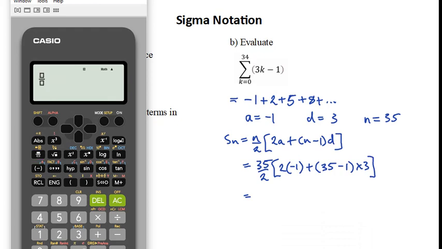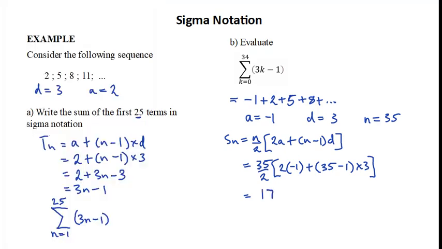So 35 over 2, open the bracket, 2 times negative 1 plus 35 minus 1, and then multiply that by 3 and close that bracket, equals, okay, so that's 1750. So if you evaluate that, you're supposed to get 1750.